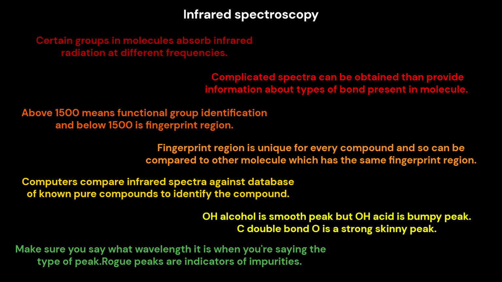The OH in an alcohol is a smooth peak, but the OH in an acid is a bumpy peak. C double bond O is a strong skinny peak. Make sure you say what wavelength it is when you're stating the type of peak. Rogue peaks are indicators of impurities.